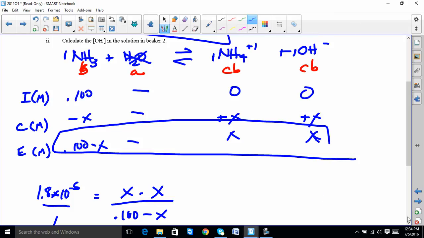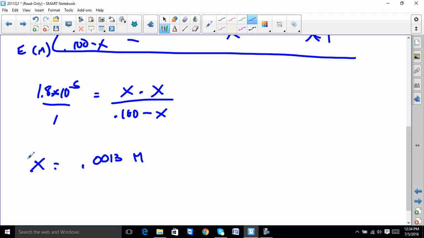So I would just go one step further on the AP exam. I would say, well, if x is 0.0013, then the hydroxide ion concentration is 0.0013 because you define that as x.